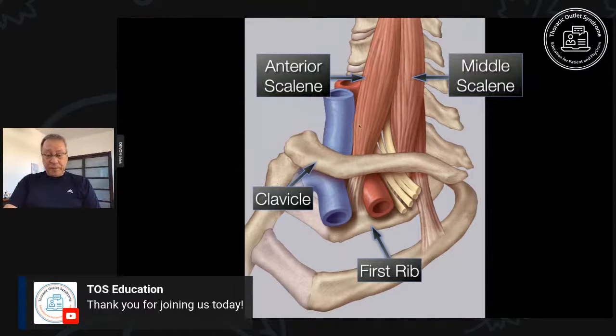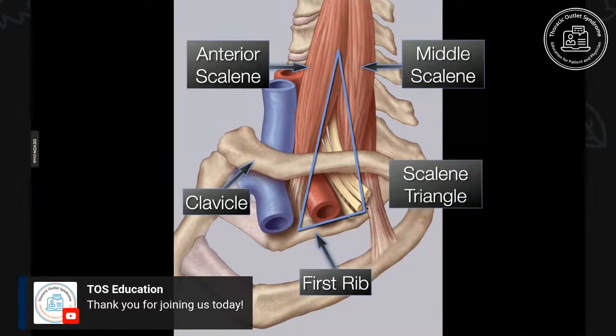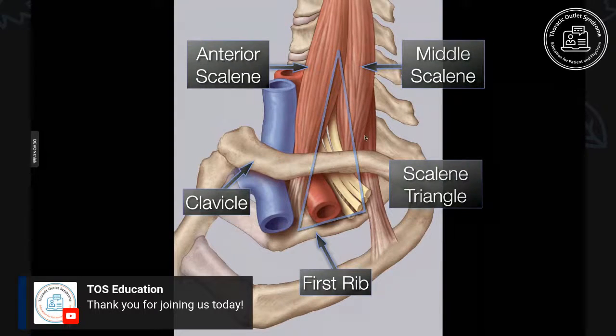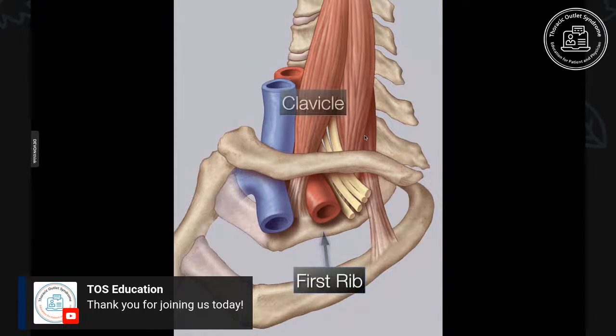Now this is normal. What we're going to see here is the scalene triangle again. The base of it is the first rib. This wall or margin is the anterior scalene, and this wall is the middle scalene. Again, I want you to notice that the 2 structures that pass through the scalene triangle are actually going to be the subclavian artery and the brachial plexus, but the subclavian vein passes in front of the anterior scalene.